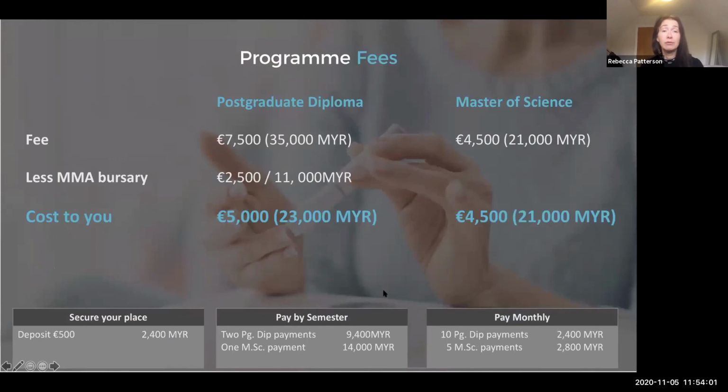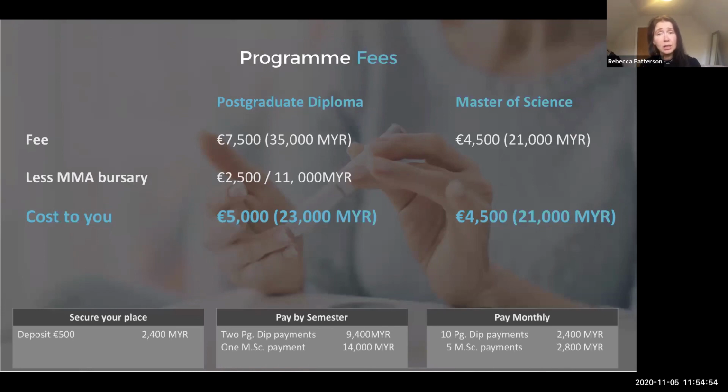So the most important slide of the whole lot is the program tuition fees. Around the globe, our tuition fee is €7,500, which is 35,000 Malaysian ringgit approximately. Just to be aware, we absolutely always charge in euro, so the ringgit exchange rate can vary. So this is an approximation. But we are so delighted that the Malaysian Medical Association has given us a bursary, and that reduces the price of the program by 11,000 Malaysian ringgit. And it's not just for doctors. They're very generous in that they have extended it to all healthcare workers with a bachelor qualification. So that means that the price to you is €5,000 rather than €7,500, and that will be the equivalent of 23,000 Malaysian ringgit as an approximation.